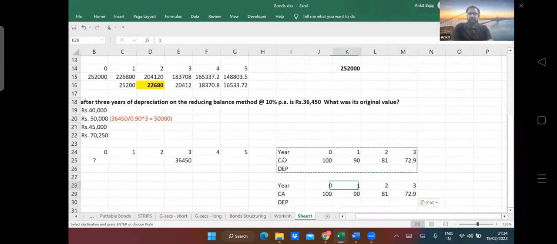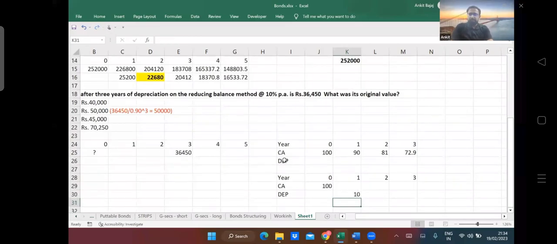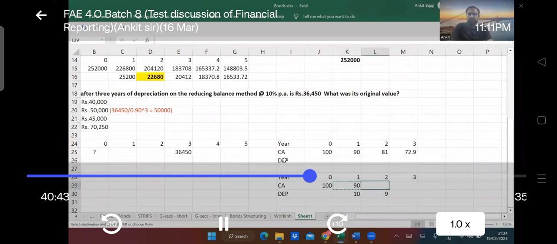Otherwise, what you can do here, carrying amount is 100 rupees. You can calculate the depreciation for each year. So 10% of 100 is going to be 10 rupees. So what is going to be the carrying value? It will be 100 minus 10, so it is going to be 90 here, right? Again, you will take 10% of 90. It is going to be 9. And what is going to be the carrying value? Carrying value is going to be 81.